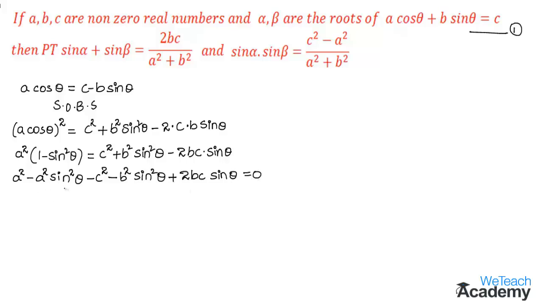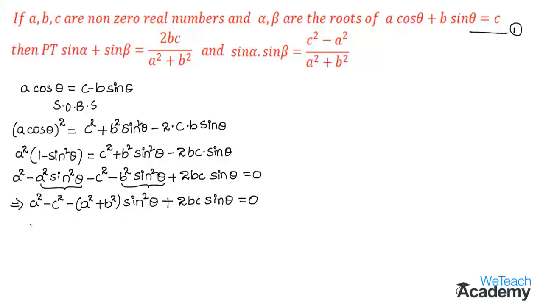And here we have two sin square theta terms, that is a square sin square theta and minus b square sin square theta. So that implies we get here a square minus c square, and now let us group sin square theta terms. So by taking minus as the common factor, we get minus of a square plus b square into the common factor, which is sin square theta, plus 2bc sin theta is equal to 0.